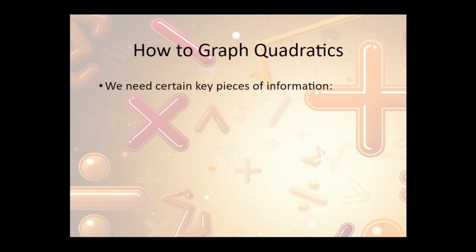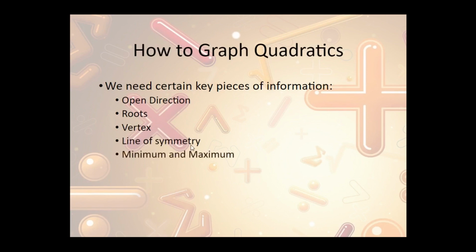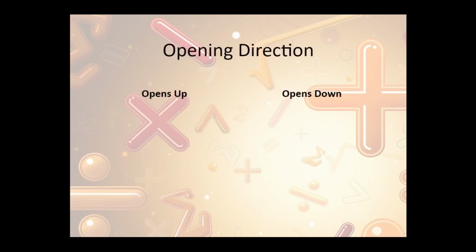Well, we need certain key pieces of information. The first one is, what direction does it open? So is it starting by going down and then coming back up, or is it starting by going up and then coming back down? So we need to know which direction it opens. We need to know the roots. So where does it cross the x-axis? We need to know the vertex. We need to know the line of symmetry. So line of symmetry, it's going to form a perfect U shape, so it's going to be the same distance from that line of symmetry on each side. So it should look like a perfect reflection. We need to know the maximum and minimum. We need to know the domain and range. So let's look at each of these components.